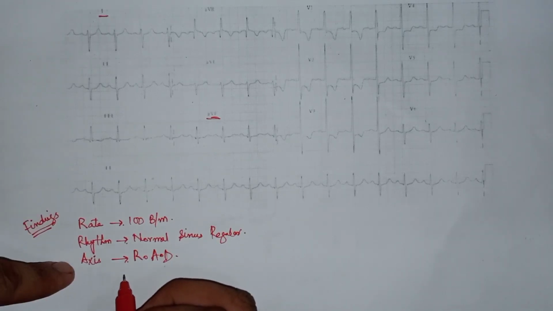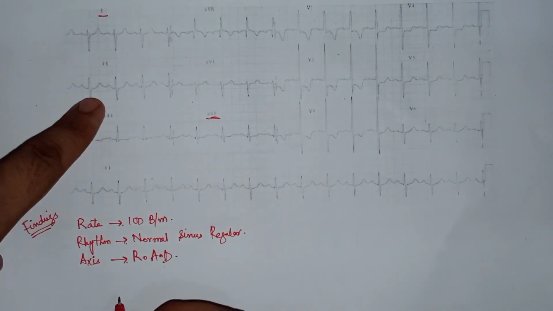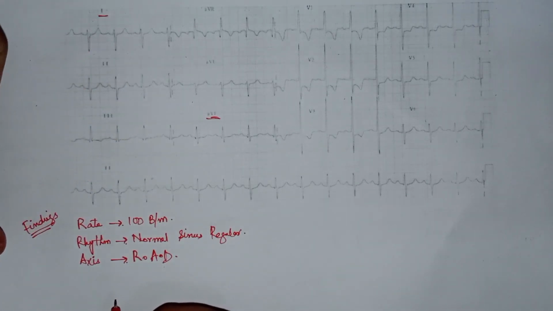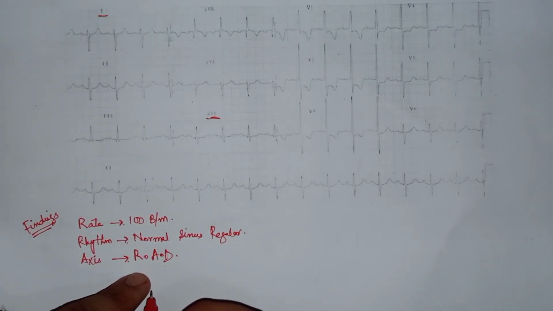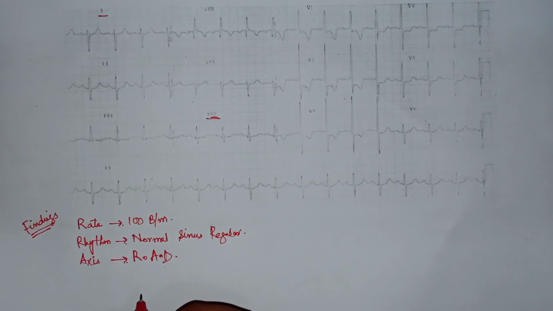Now come to the second A of the mnemonic RAHIB, that is arrhythmias. As you can see here, there is normal sinus rhythm, so there is no rhythm irregularity, so arrhythmias are absent. There are no findings of arrhythmia, so no need to comment on negative findings, just write the positive findings.